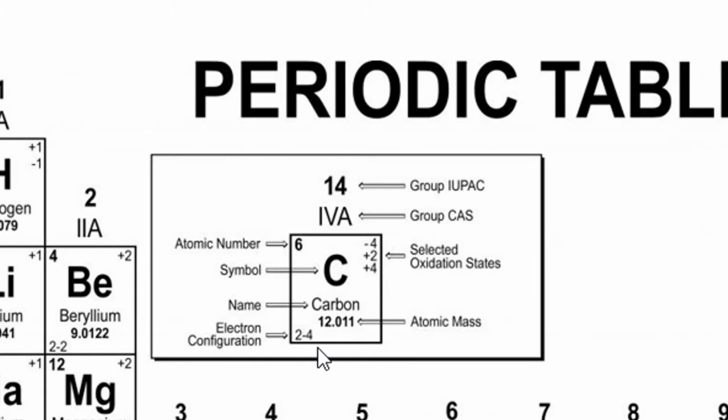If we look at carbon, the electron configuration is written in the lower left-hand corner of the box for carbon, and it says 2-4. What that means is the first energy level, or the first orbital, contains 2 electrons. The second orbital contains 4 electrons, and that accounts for all 6 of carbon's electrons in the carbon atom.